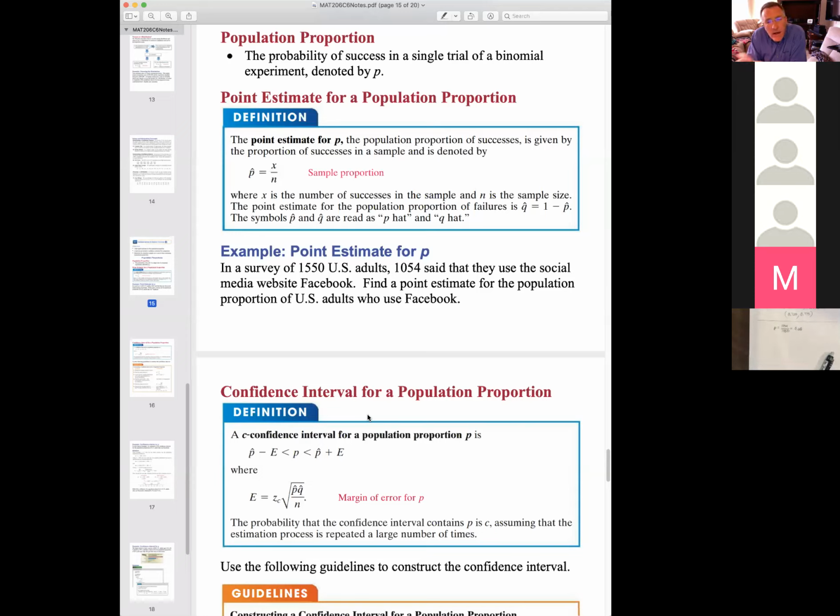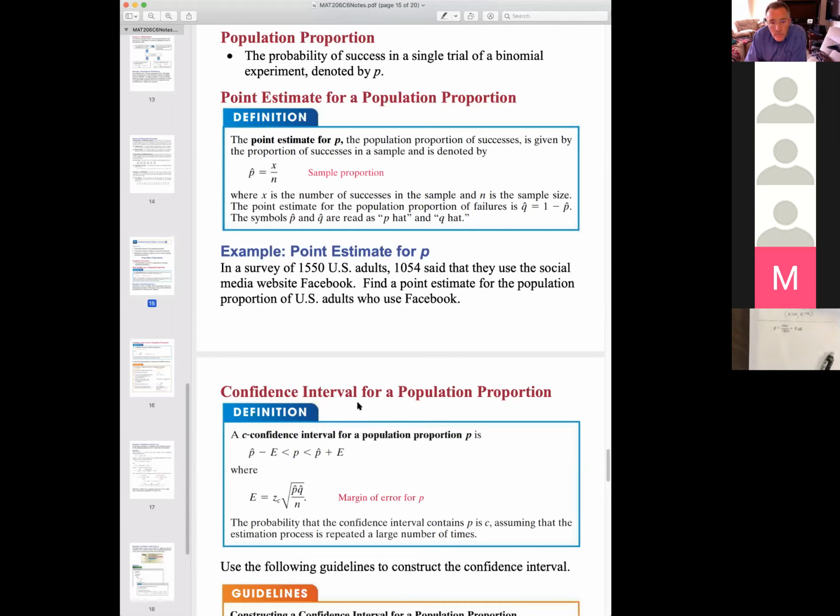Okay, but of course, it depends on which sample you took. So certainly there are people that use Facebook. If you were really unlucky, you could have picked a sample where everybody used it, or a sample where nobody used it. But most of the samples should be lumped up somewhere around 68%. And so what we want to do is determine how spread out all those possible samples are so that we can come up with a confidence interval for this estimate.